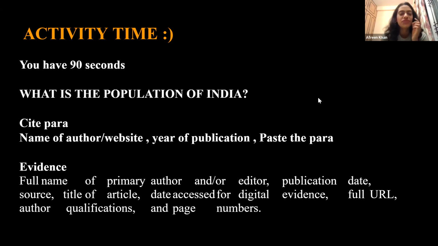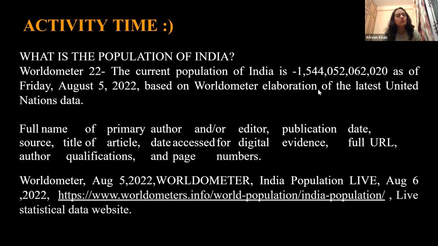What is the population of India? Worldometer 2022 states that the current population of India is this much as of Friday, August 5, 2022, based on Worldometer's elaboration of the latest United Nations data. That's what you would say in your speech.